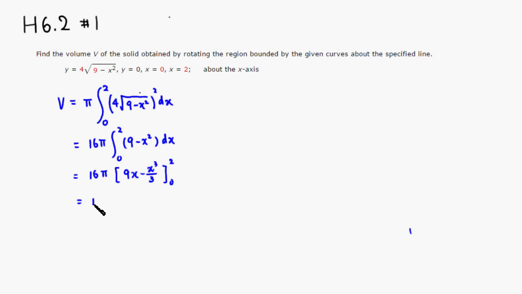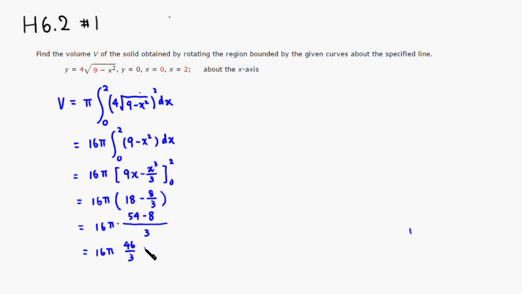Then you have 16 pi, and plugging in 2, that would be 18 minus, plugging in 2 cubed, 8 over 3. So this is going to be 16 pi. Take the common denominator, which would be 3. 3 times 18 is 54, minus 8. So this is going to be 16 pi times 46 over 3.